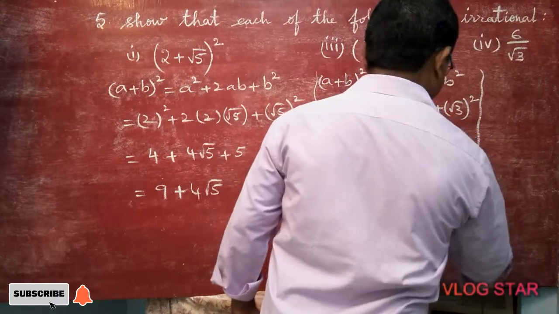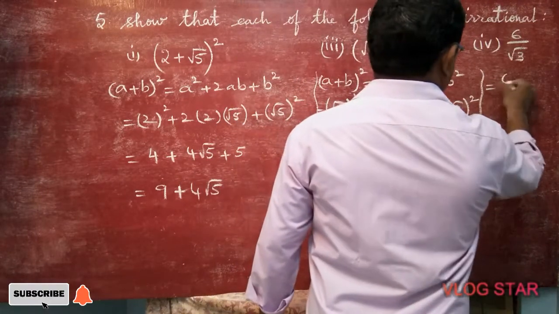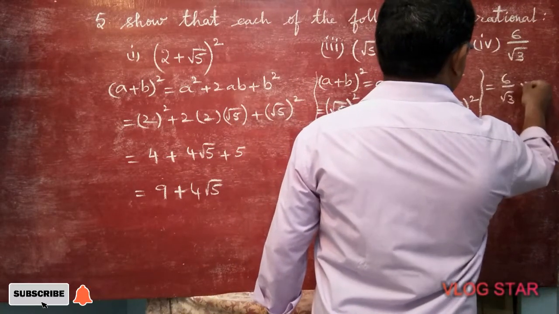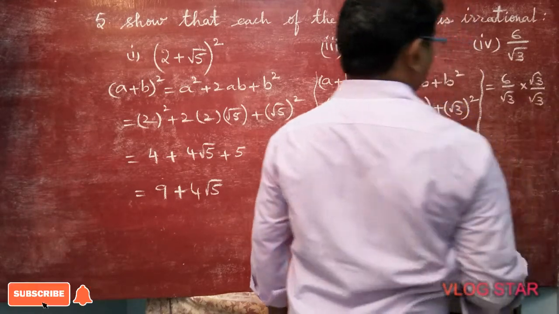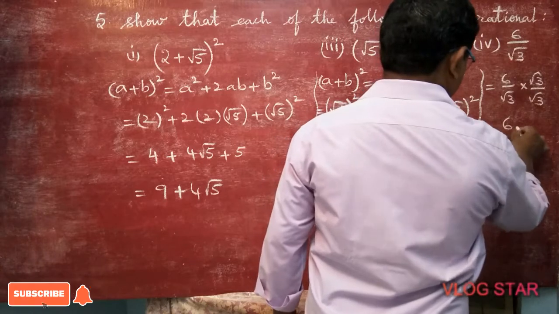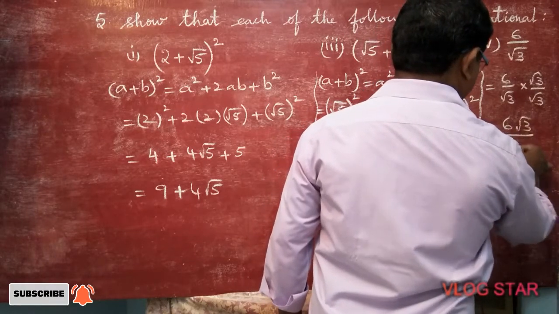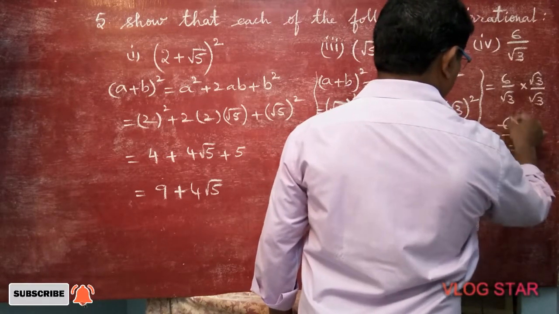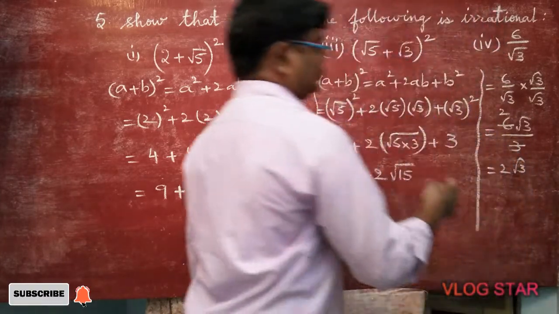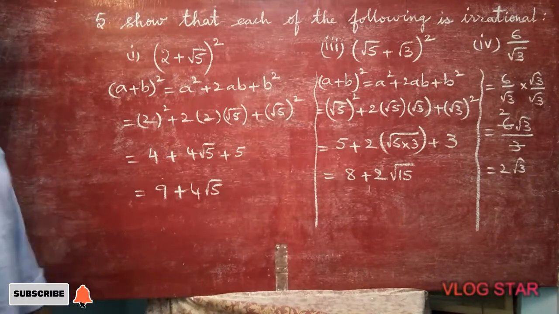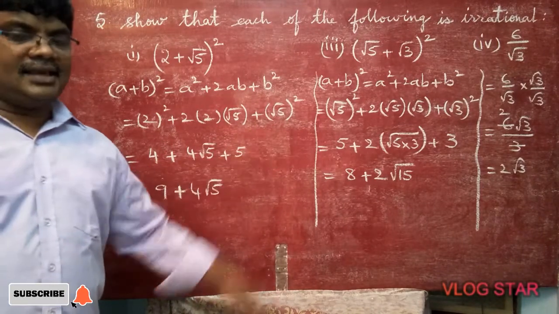Coming to here, 6 by root 3 is there. Numerator and denominator you multiply with root 3. 6 root 3 by 3. 3 goes 2 times. 2 root 3. So what is 2 root 3? One is rational, another one is irrational.